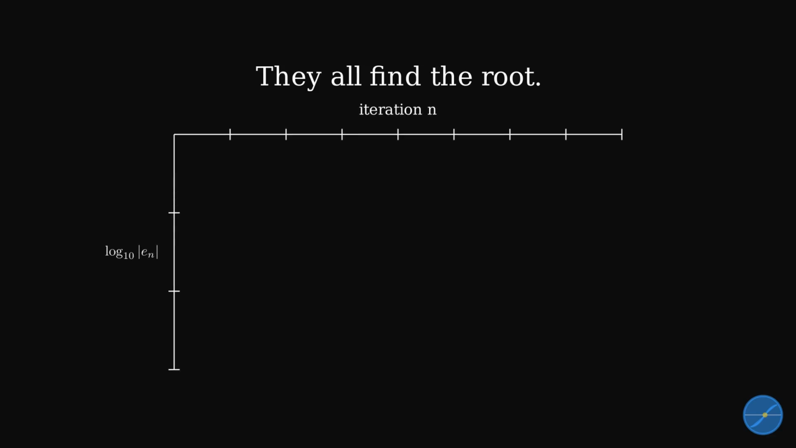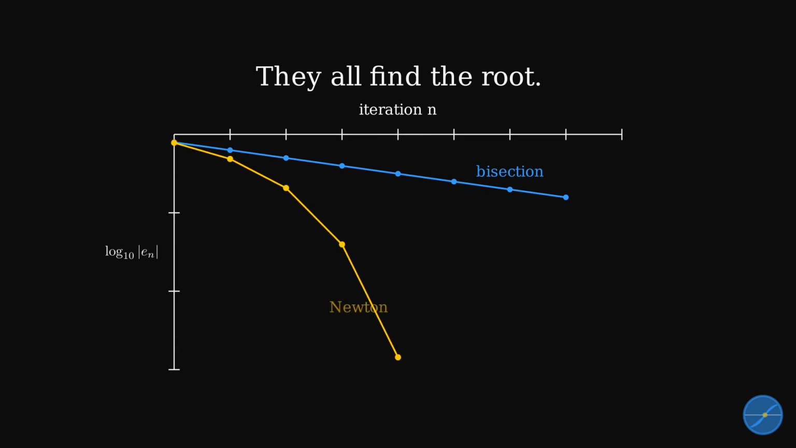Every method in this series finds the same root, but not at the same speed. Here is the error on a log scale as the iterations go on. Bisection halves the bracket every step. It is steady but slow, so a straight line down. Newton plunges, same problem, a completely different shape.